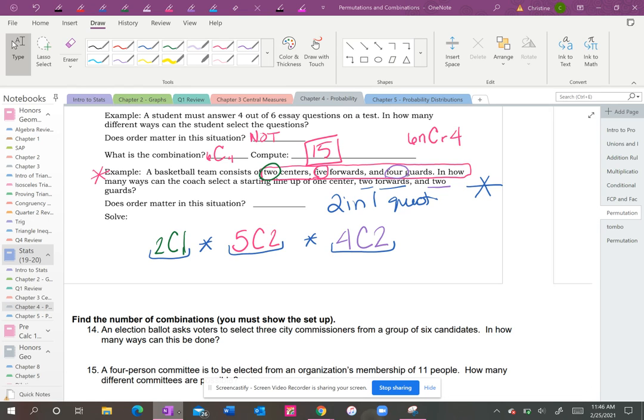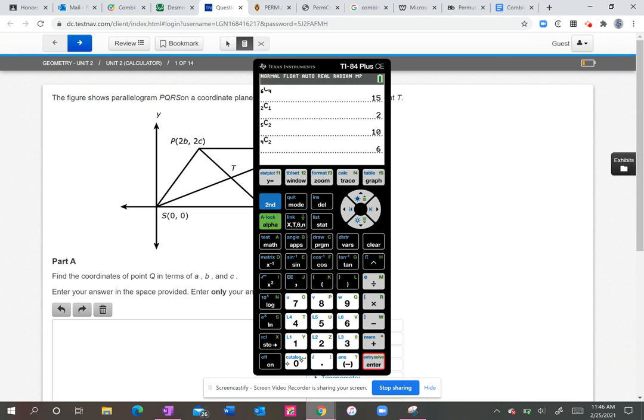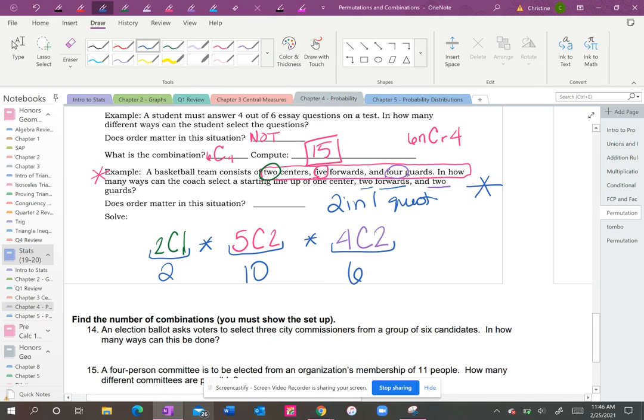So there's 2 different ways you could pick these people. Obviously, there's 2 of them, so you only have 2 people. If you have 5 people, you can pick 2 people 10 different ways. And if there's 4 people, you can pick 2 people 6 different ways. And then you're going to multiply together all of these different options. You'd have 60 times 2 is 120.